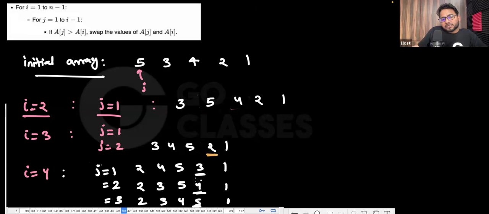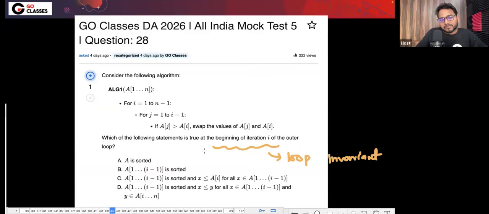So you can say that whenever you are starting I equal to 4, the first three elements are sorted, right? Which means whenever you are starting, for I till I minus 1, you can say it is sorted. Till I minus 1 it is sorted. So hence A is sorted till I minus 1, before starting any iteration I, you can say it is sorted, right?